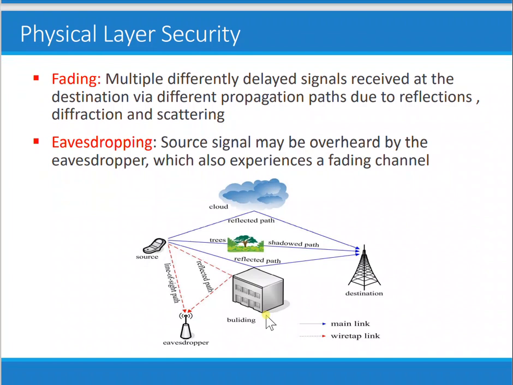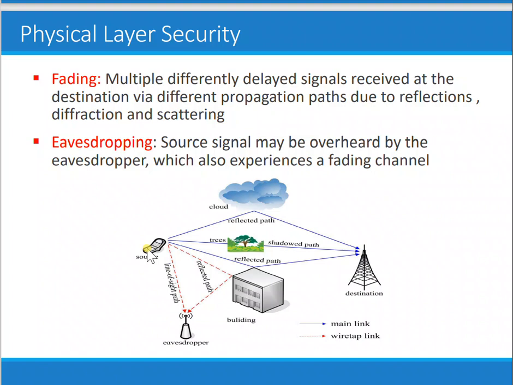When we want to secure the physical layer, we talk about securing by the radio frequency signal or the wireless itself. So, physical layer security. The first thing we have is a concept called fading. Fading is when we have multiple differently delayed signals received at the destination via different propagation paths due to reflections, diffractions, and scattering.